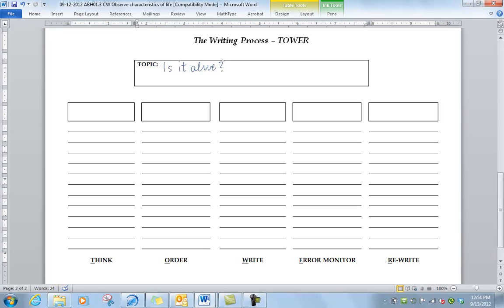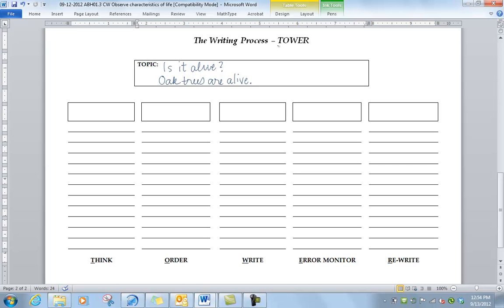For the purpose of this assignment and this demonstration, I thought I might pick an object that I think is alive and use that as an example. So I'm going to consider the oak tree outside of my window here at the office. So oak trees are alive is going to be my topic. Okay? And so I write that in my topic box here at the top of the tower.